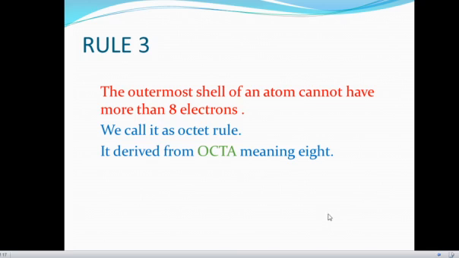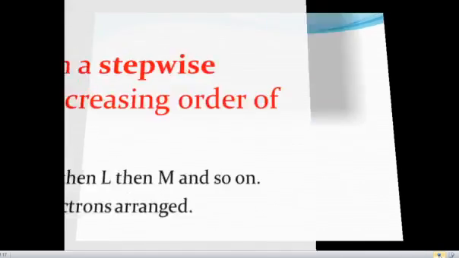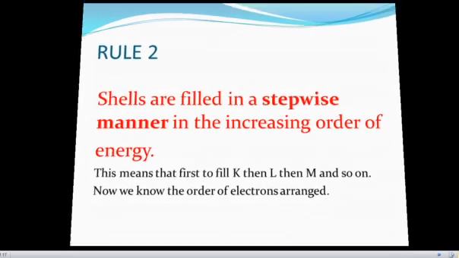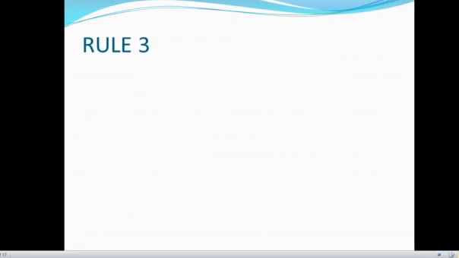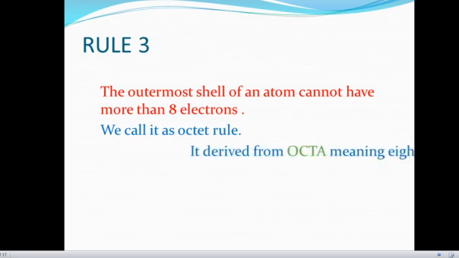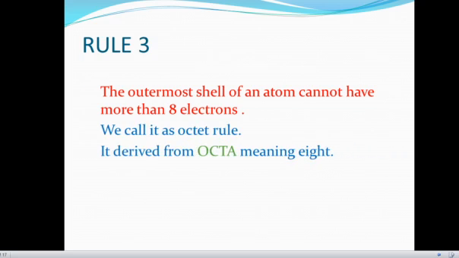So what are the 3 rules? The first one: the maximum number of electrons that can be accommodated in a cell is equal to 2n square, where n is the serial number of the cell from the nucleus. The second rule: cells are filled in a stepwise manner in the increasing order of energy. That means first you have to fill the K cell, then L, then M, and so on. The third rule: the outermost cell of an atom cannot have more than 8 electrons. So kindly go through it and study well, all are important rules.